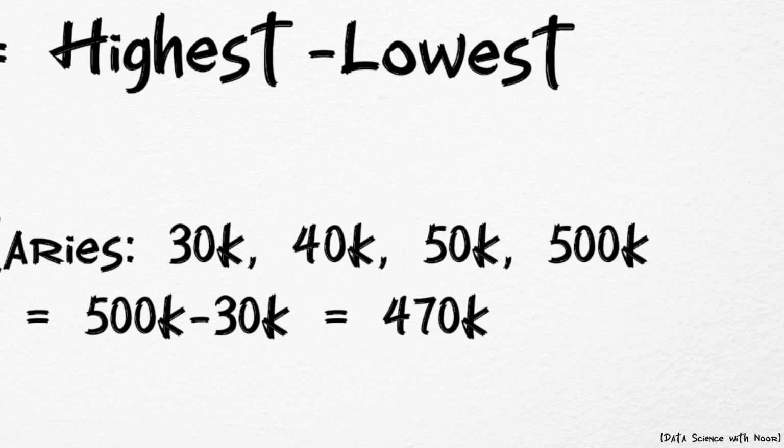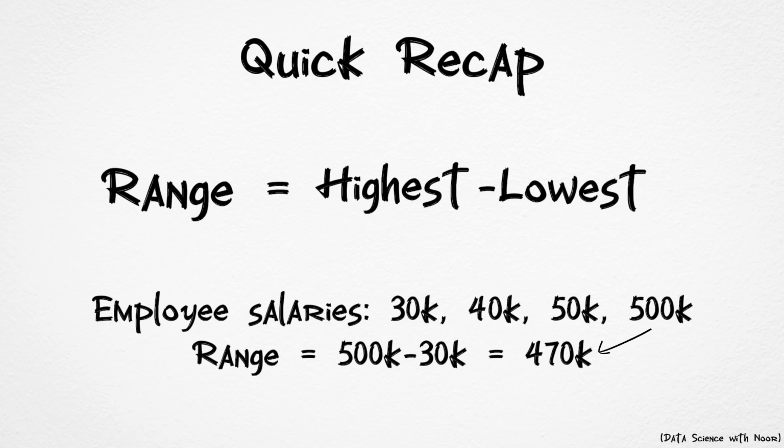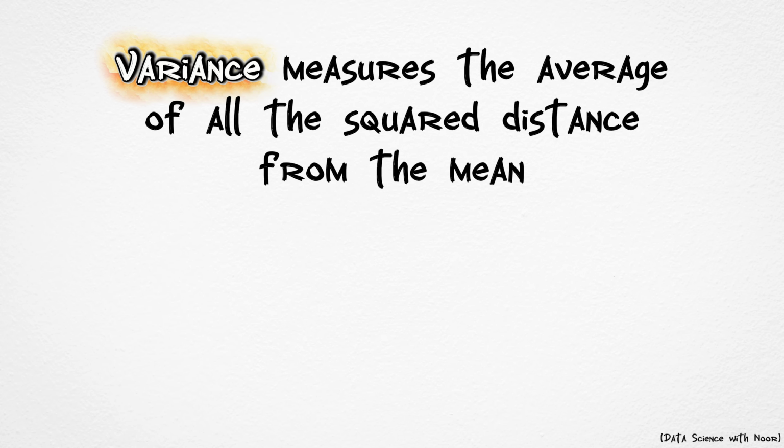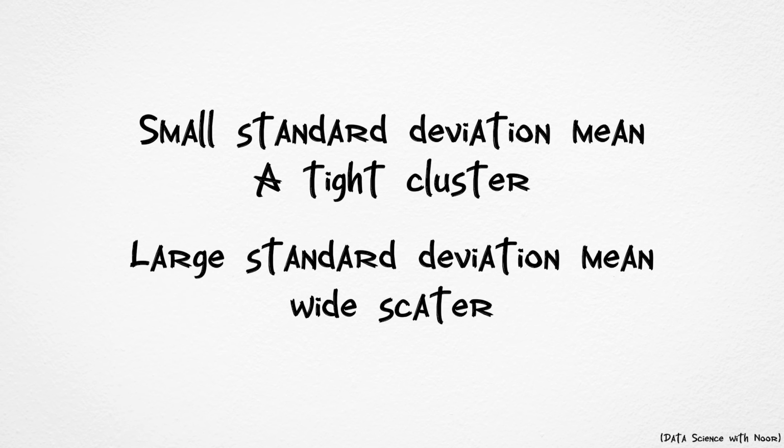Quick recap. Range is the gap between your highest and lowest value, fast and easy. But one outlier can throw it off. Variance measures the average of all the squared distances from the mean, uses all the data, but units get awkward. Standard deviation is the square root of variance, brings it back to the normal units, and tells you the typical distance any point is from the average. Small standard deviation means a tight cluster. Large standard deviation means wide scatter.